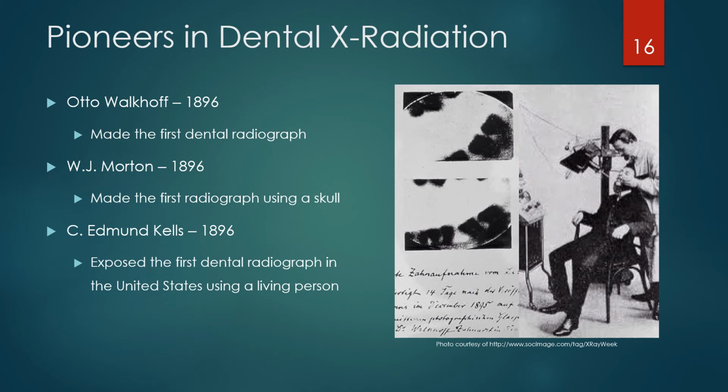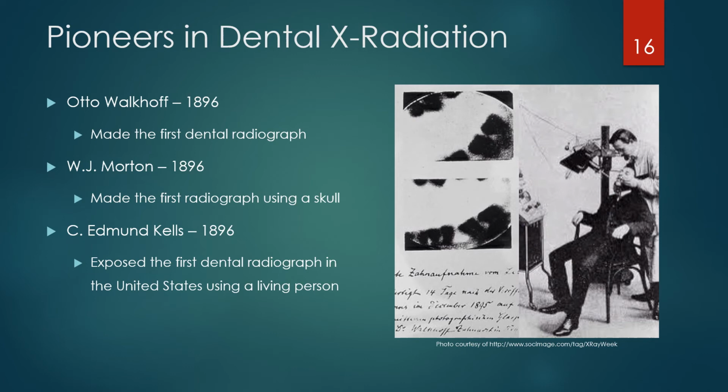Then we have W.J. Morton in 1896, who makes the first radiograph using a skull. This is of someone other than themselves. Morton, who was working in team with Thomas Edison, actually was one of the first ones to say that there could be potentially adverse effects of X-rays, but everyone kind of just ignored him at that point.